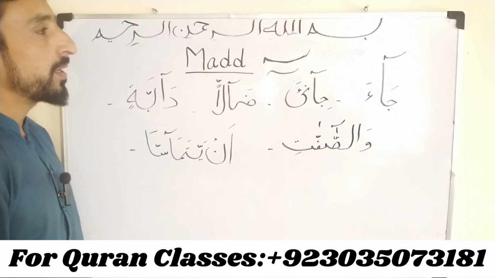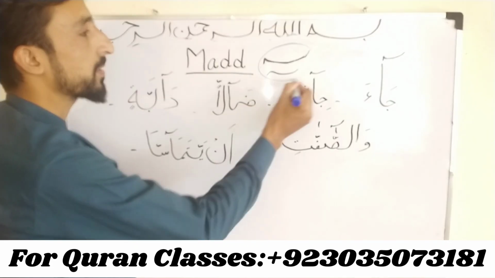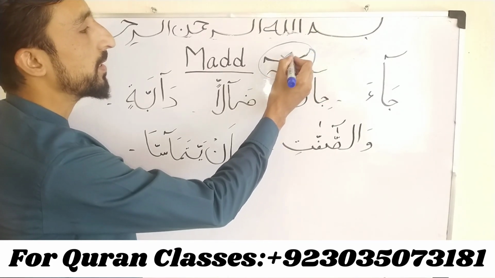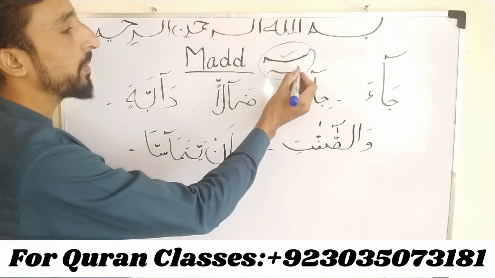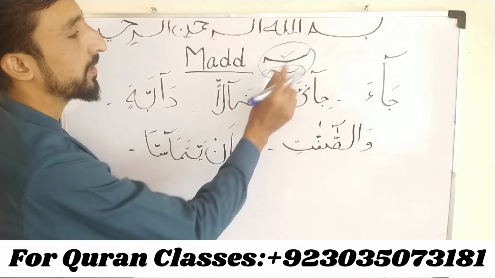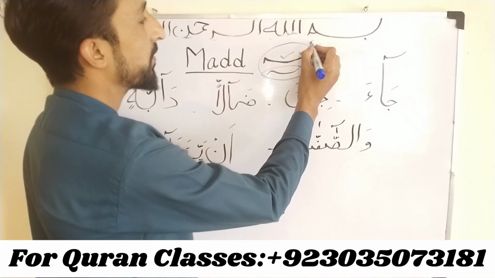Bismillahirrahmanirrahim. Today we read about the signs of mad. Basically there are two types of mad. The first one is written like that. We say this is a big mad, and next is written like that. This mad we stretch for 5 seconds.